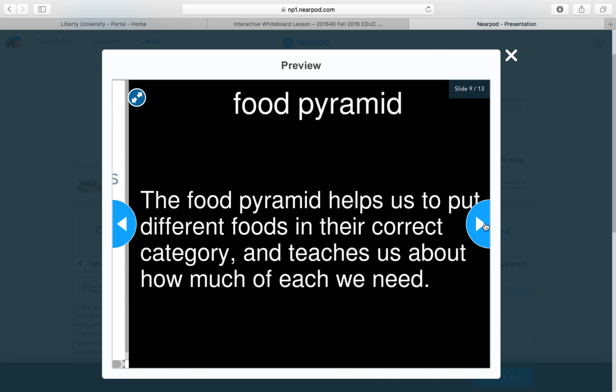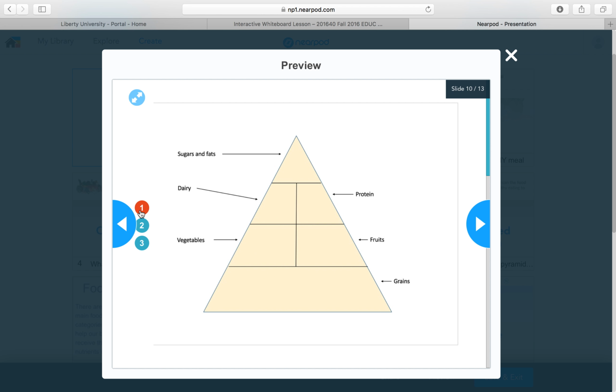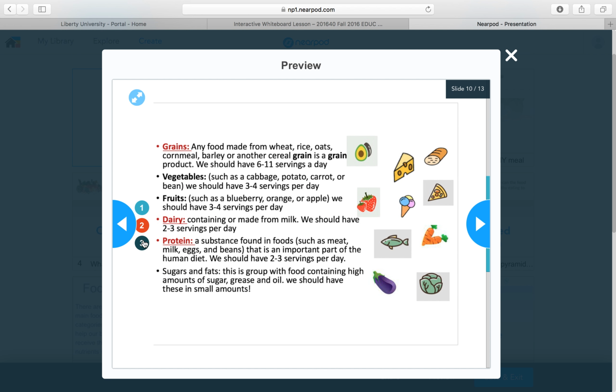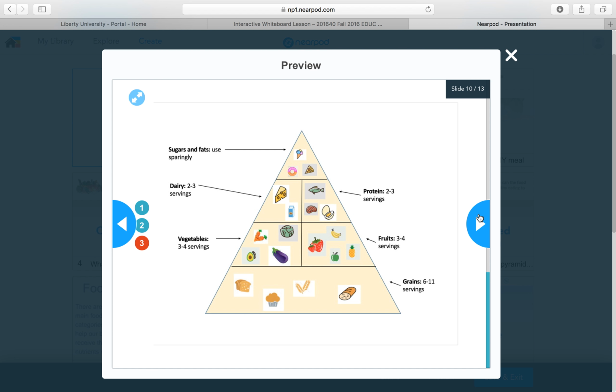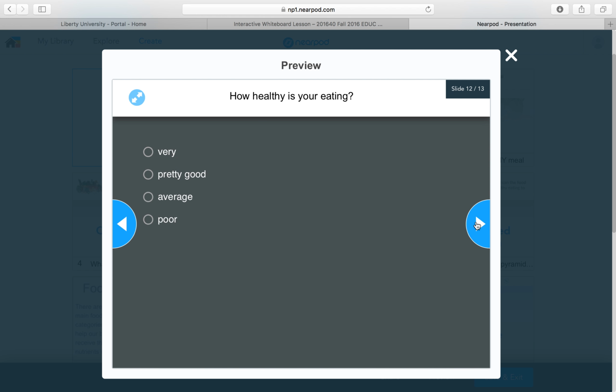Just going through the lesson, explaining the food pyramid. We have a slideshow here, actually in the Nearpod lesson, of the food pyramid and the categories. And this is important because they're going to be doing this later on. They're going to be drawing their own. Next, we have a fill in the blank. Just really fun, interactive, kind of reaffirms the vocabulary that they're using, and if they're not getting it, you can stop and go back.